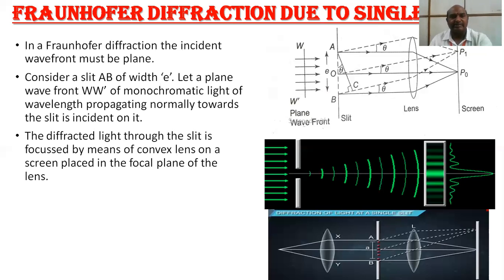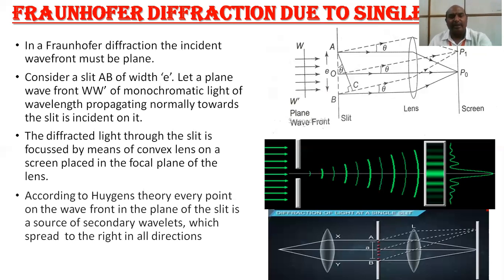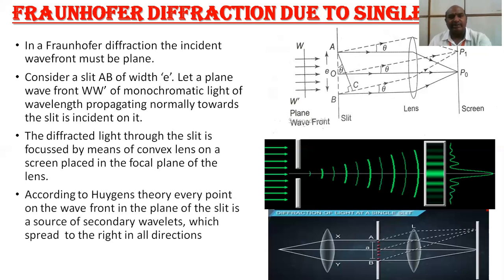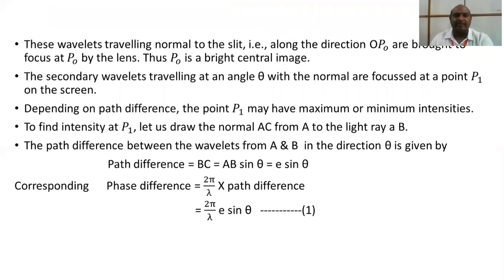Let a plane wavefront W' of monochromatic light of wavelength lambda propagate normally towards the slit and be incident on it. The diffracted light through the slit is focused by means of a convex lens on a screen placed in the focal plane of the lens. According to Huygens-Fresnel, every point of the source is a source of secondary wavelets, and the light is dispersed in all directions. The central point OP0 is a bright central maxima. Then we find the path difference at the P1 position. According to triangle ABC, BC equals AB sin theta, which is e sin theta. The corresponding phase difference is 2 pi by lambda into path difference, that is 2 pi by lambda e sin theta.